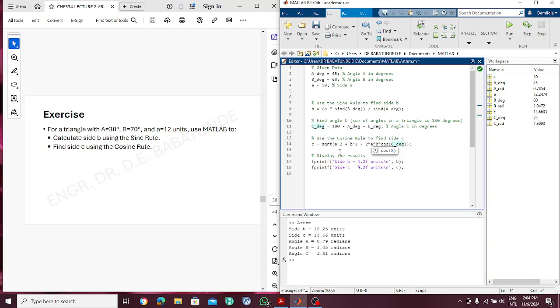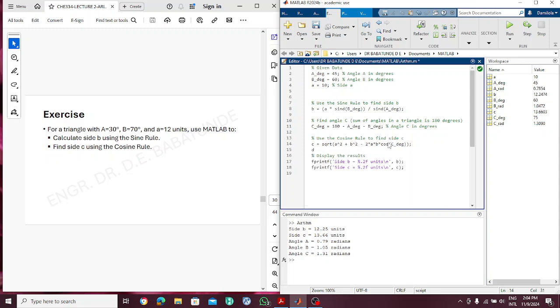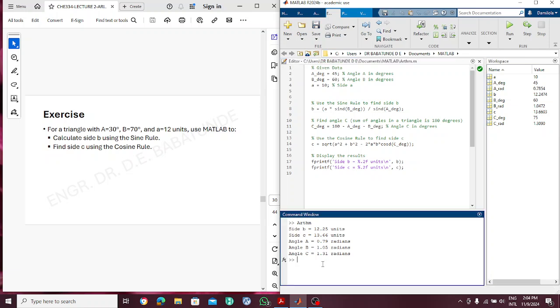Okay, and we remember to change this to COSD. Okay, so I hope we have made all necessary changes. Yeah, I think there is no oversight. I think we have made the changes we need to make. So let me clear what we had before, the command window and the workspace. Let me clear it. So let's run this.